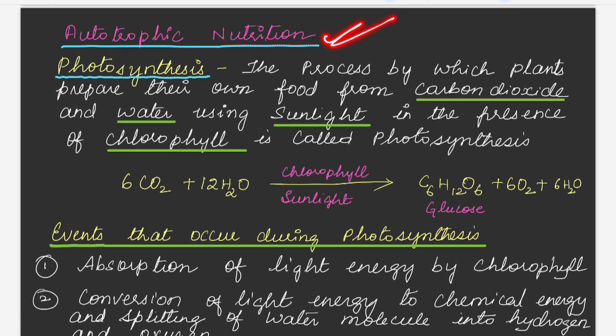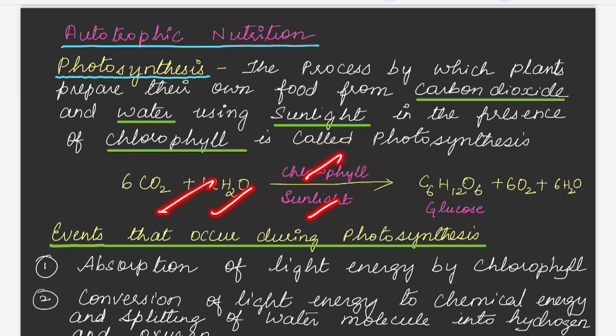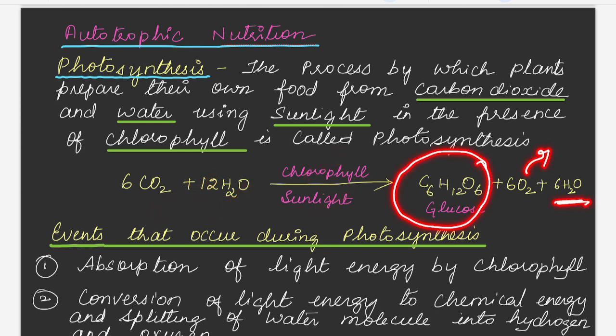So now under autotrophic nutrition, we are going to study a very important topic which is called photosynthesis. So what is photosynthesis? Four important components are required here: carbon dioxide, water, chlorophyll and sunlight. Using all these four components, plants are going to prepare glucose, releasing oxygen and water. That process is called photosynthesis.